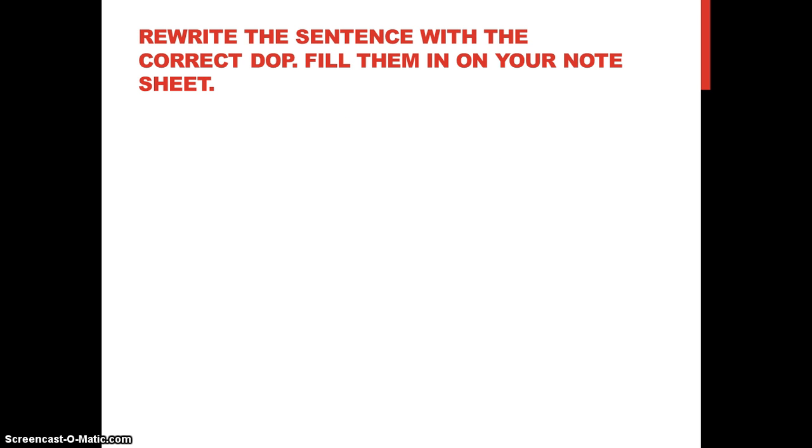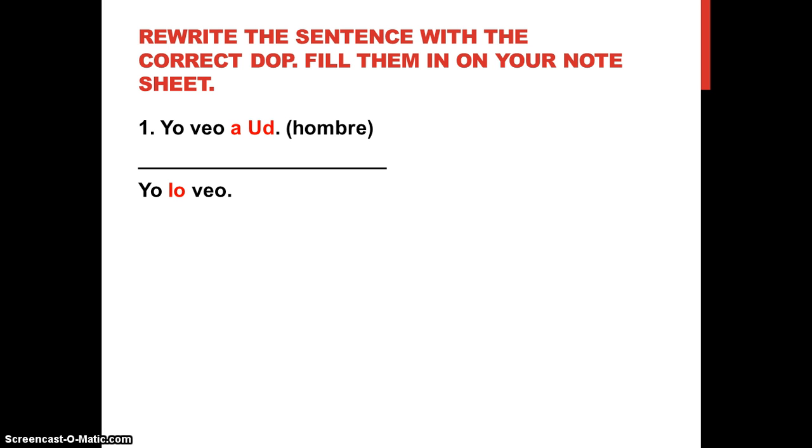So you're going to rewrite the sentence with the correct DOP. Make sure you fill this part out on your notes. So yo veo a usted, we're talking about a guy. What are we going to replace a usted with if we're talking about a guy? You would replace it with lo. Yo lo veo. I see him. Or excuse me, I see you, but we're talking about a guy.